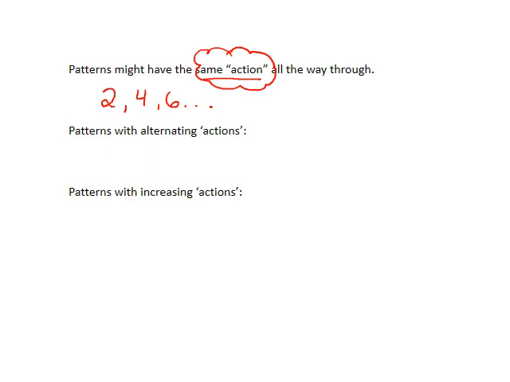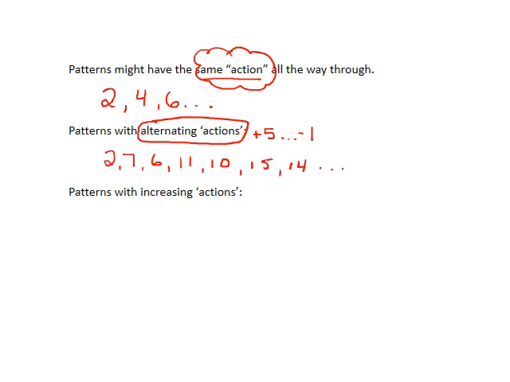Some patterns have alternating actions, so I'm going to start with 2 again just to make it easy. I'm going to add 5. So I've added 5, I got 7. And now I'm going to subtract 1. So my pattern is alternating. I'm adding 5, then I'm subtracting 1. So added 5, subtract 1, add 5, subtract 1, add 5, subtract 1. Could go forever.